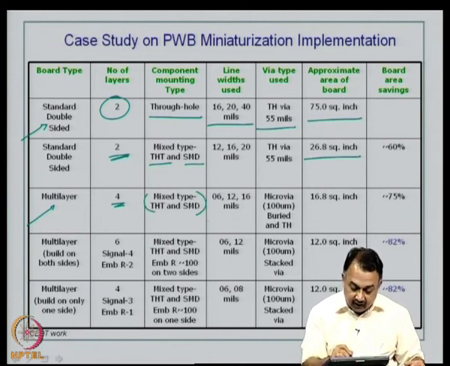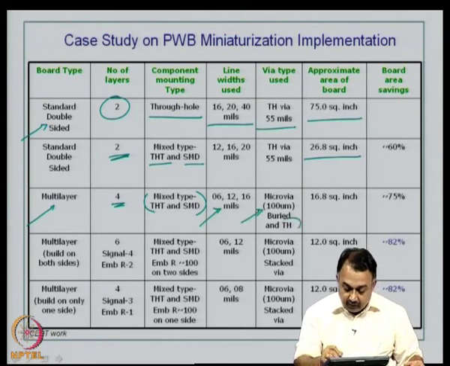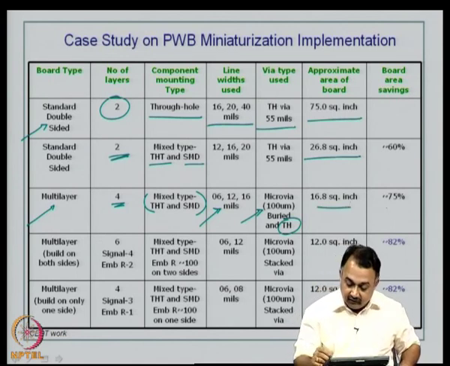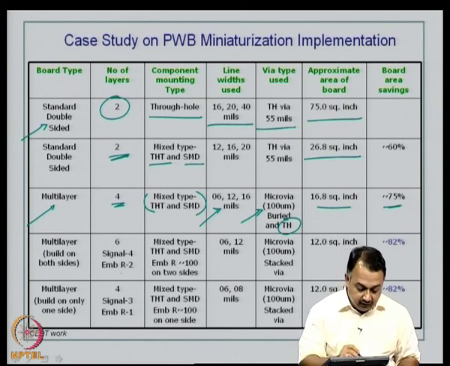Then you can see the reduction in the line widths. Microvias have been used, some through holes have been used, and then you can see the reduction in the total area of the board, with the board area savings around 75%. Then multi-layer built on both sides, embedded resistors 2 layers and signal in 4 layers of the 6 layer board.